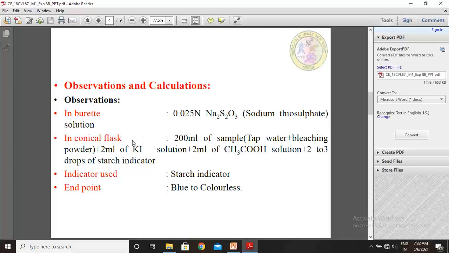In the conical flask, take 200 ml of sample, plus add 2 ml of KI solution, plus 2 ml of glacial acetic acid solution, plus 3 drops of starch indicator. So these are prepared in a clean conical flask. Indicator used: here starch indicator is used. End point: blue to colorless.